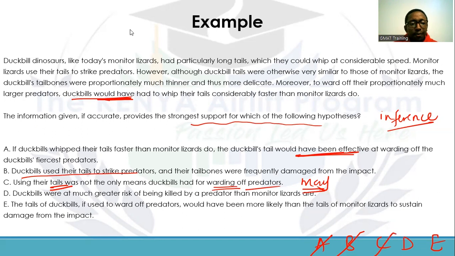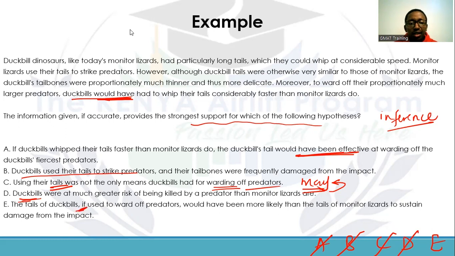So C is out. D, duckbills were at much greater risk of being killed by a predator than monitor lizards are. So we have an assumption, just as we had in C, that just because the tails are thinner and the predators are larger, they do not have other means of protecting themselves. So this is just making an assumption. D is out.